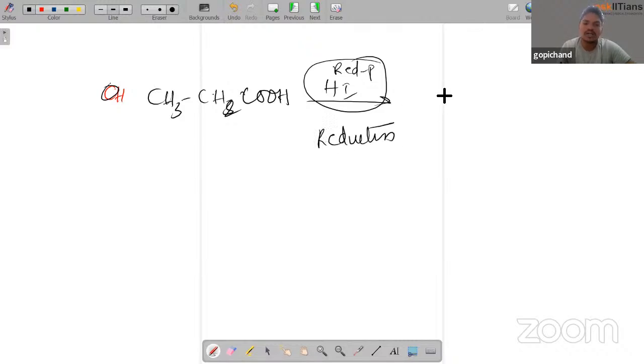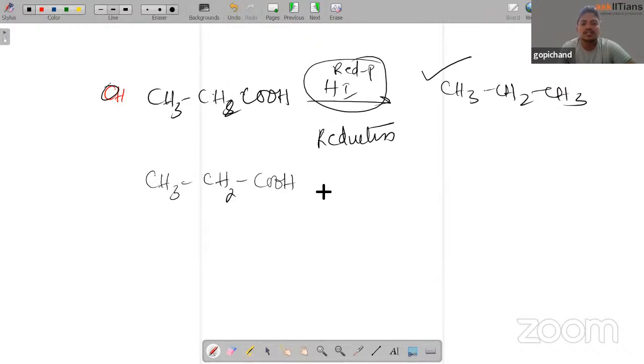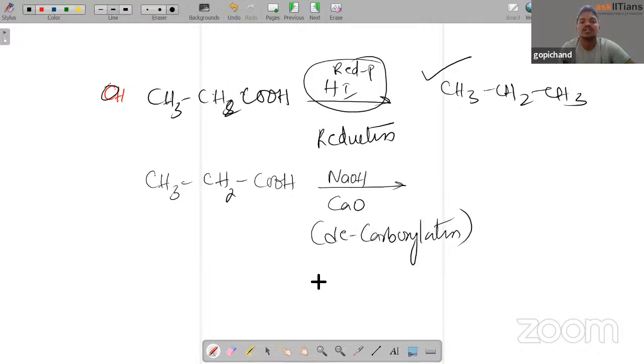So you are going to have a CH3 alkane, that is propane. This will help in reduction of acids to alkanes, red phosphorus. On the other hand, if you are using soda lime, what is soda lime? I told you earlier, that is NaOH in the presence of calcium oxide, which helps in the decarboxylation. So what is the meaning of decarboxylation? Just removing the CO2 from here.